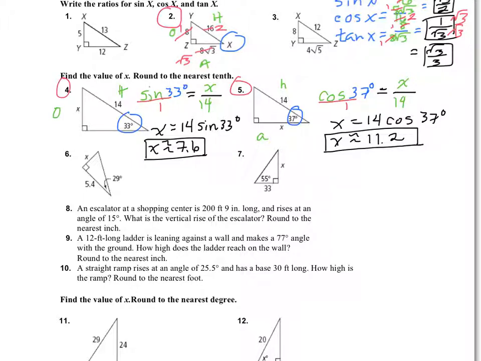What answer did you get for number four? 7.6. 7.6? Which one? For number 4. I guess, yeah, 7.6. 10.6, what about number 5? 11.2. All right, so that was good, right? Your work should look identical to mine. If your work does not look identical to mine, you're going to lose points, because I'm showing the minimal amount of work needed.